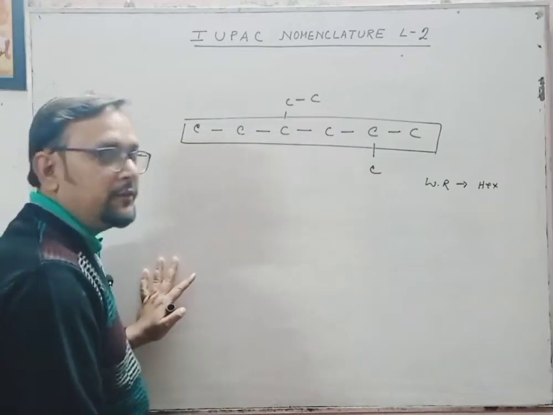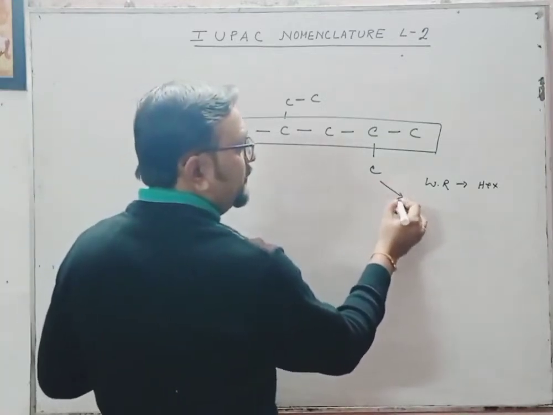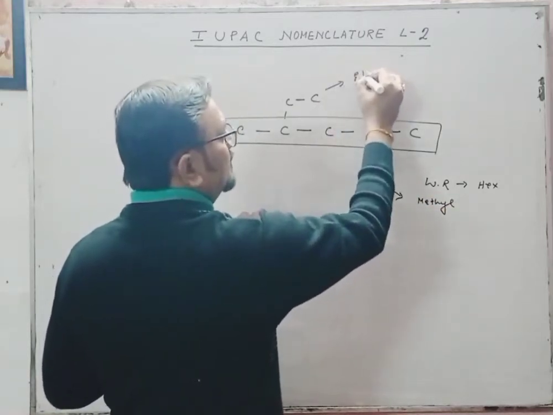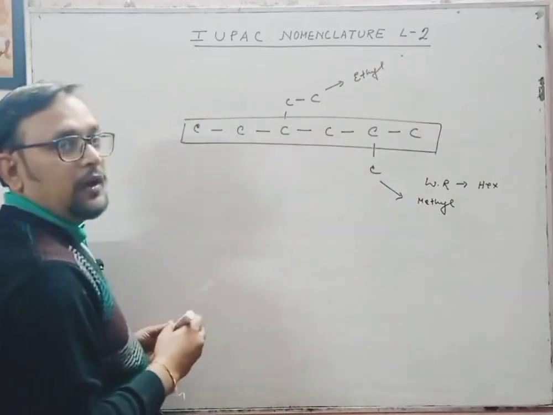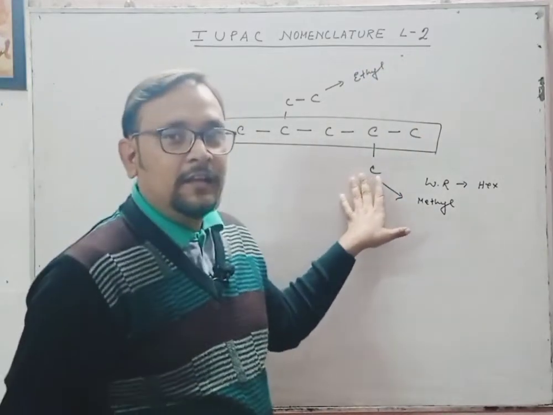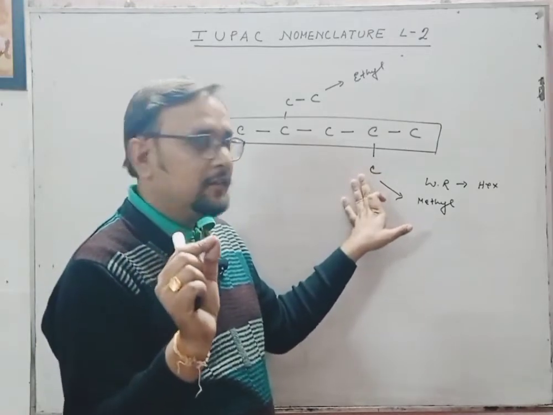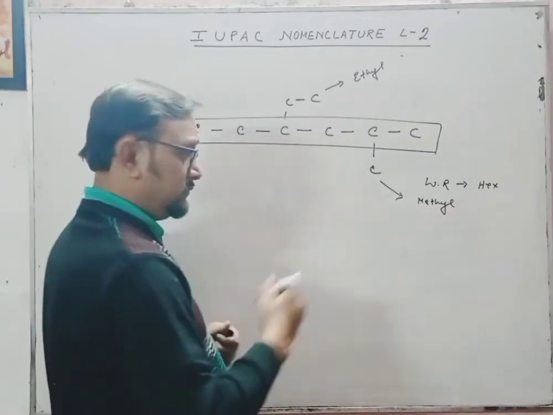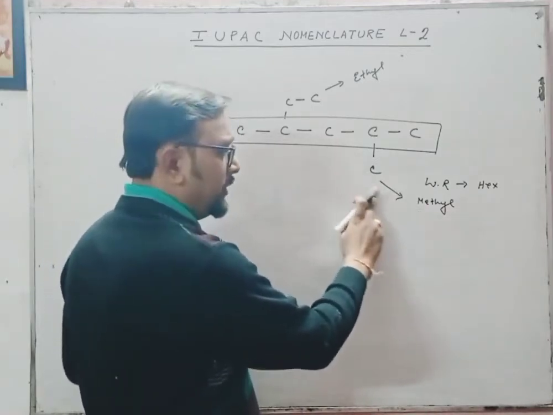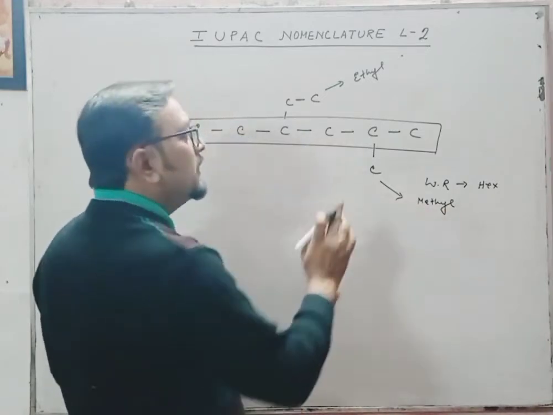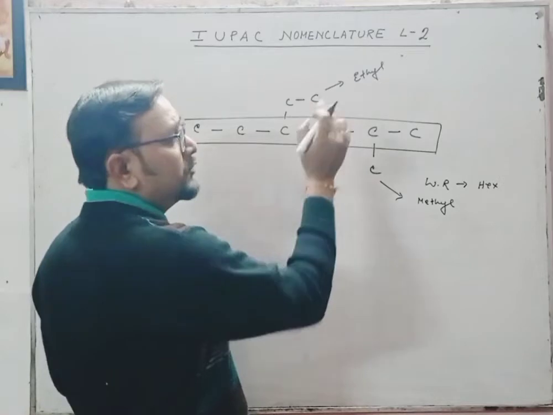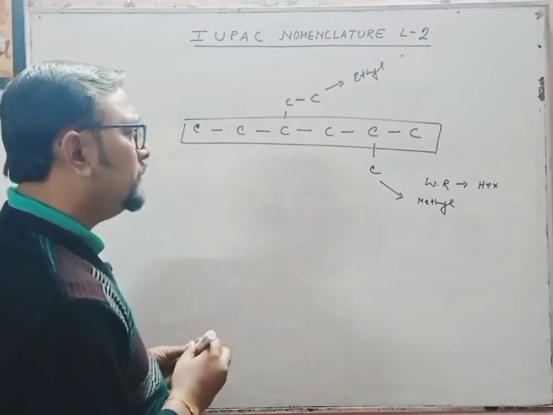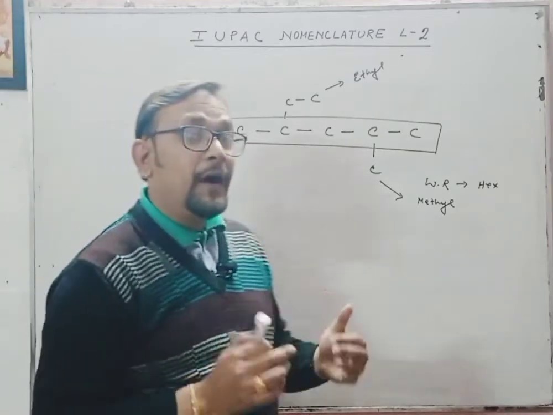Now what is the name of the substituents? Yes, this is your methyl and this is your ethyl, isn't it? So how to name the substituent? Because these are alkyl groups, they belong to the alkyl family. So word root plus YL. How many carbons are there? 1 carbon, so the word root will be meth plus YL. Here how many carbons are there? 2 carbons, so for 2 carbons the word root is eth plus YL. Ethyl. Understood? Okay.